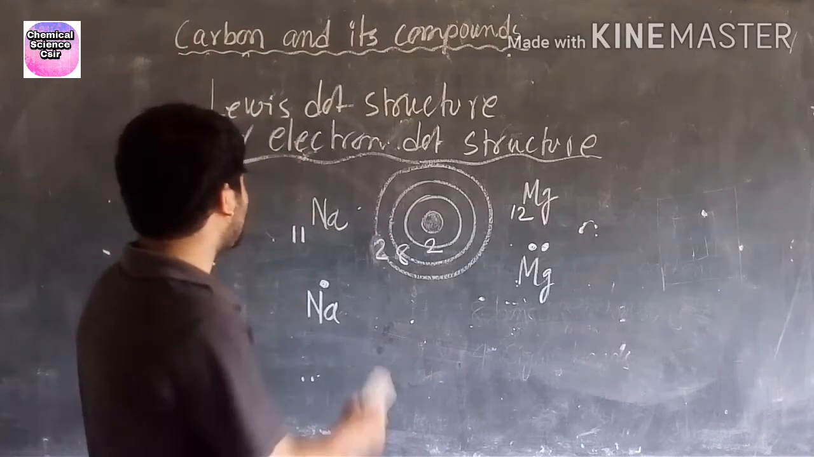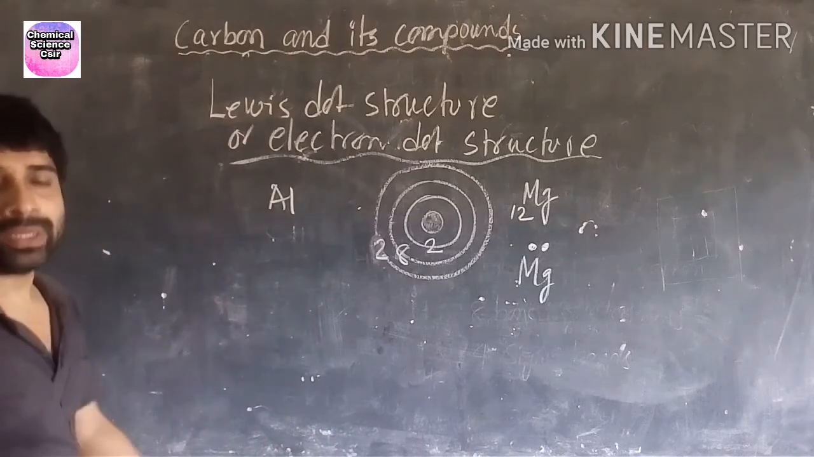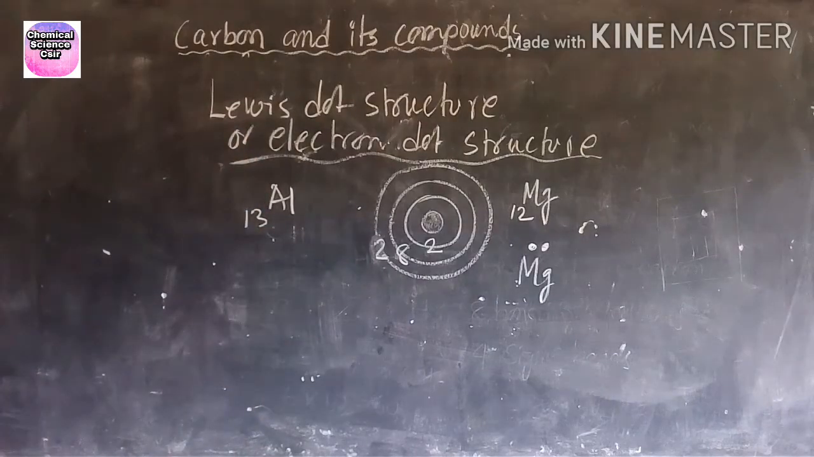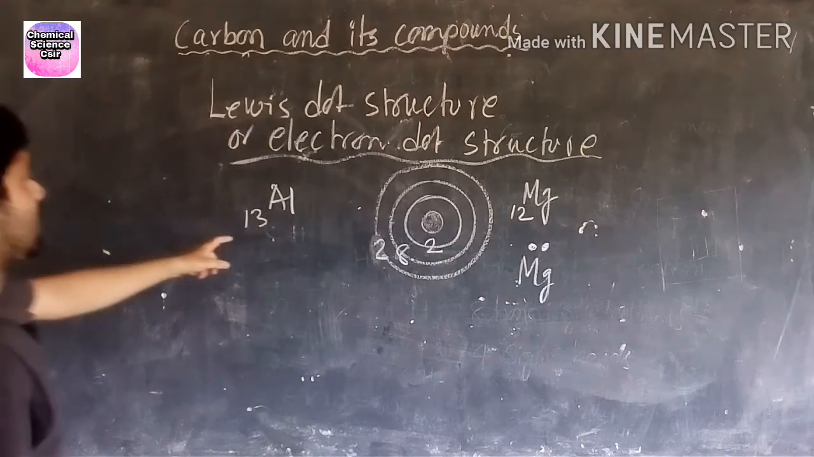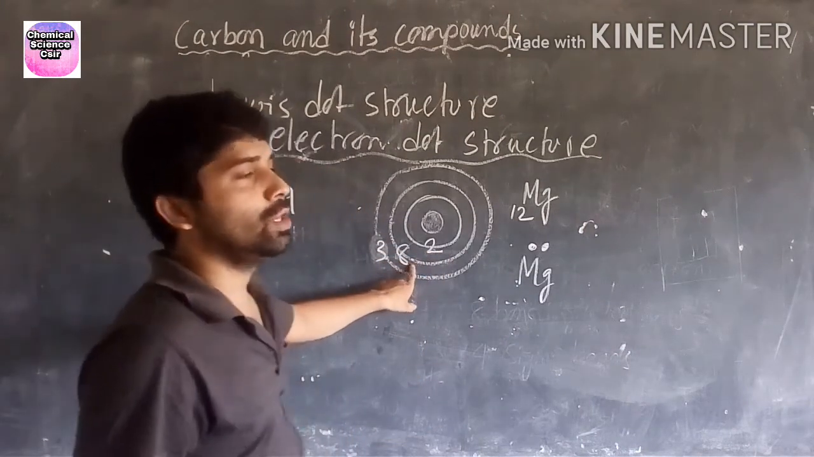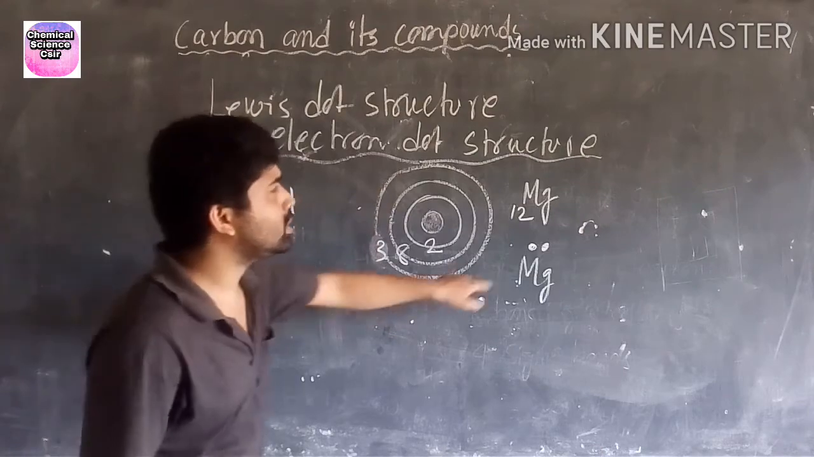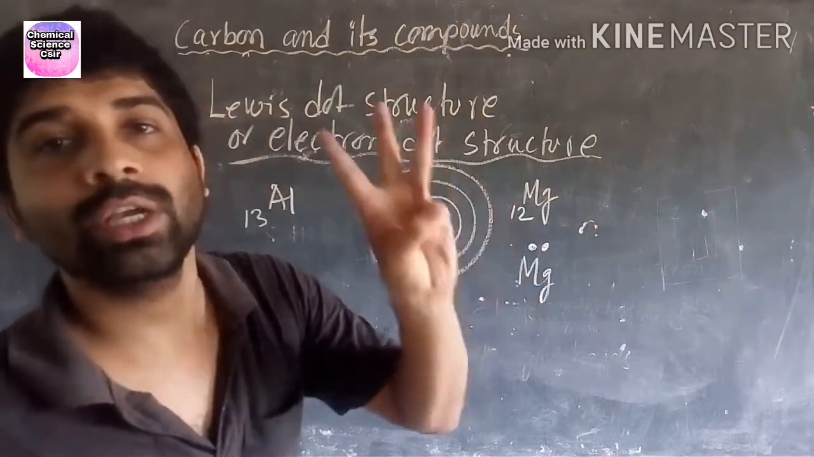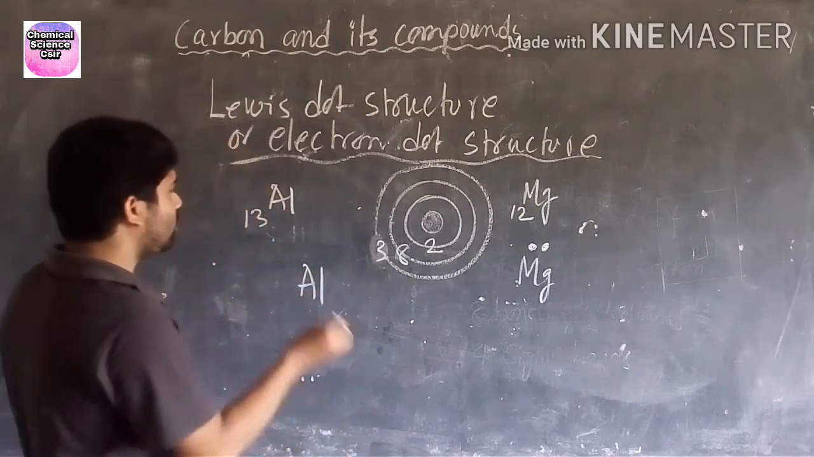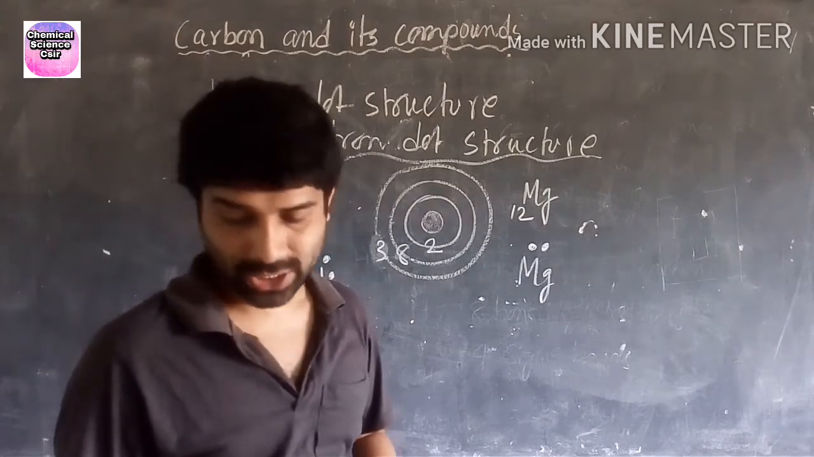Another example, suppose aluminium. The atomic number of aluminium is 13. So 2 plus 8, then 10, 11, 12, 13. In the outermost shell, how many electrons are present? Only 3. So in the outermost shell there are 3 electrons, then 3 dots are needed: 1, 2, 3. So this is the Lewis dot structure.